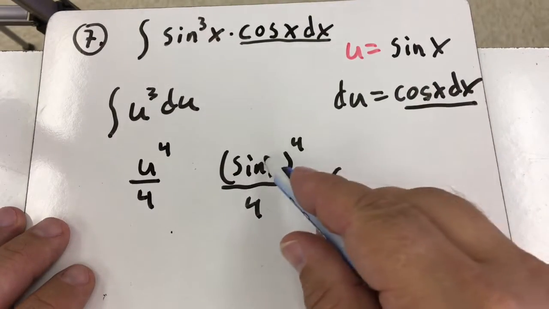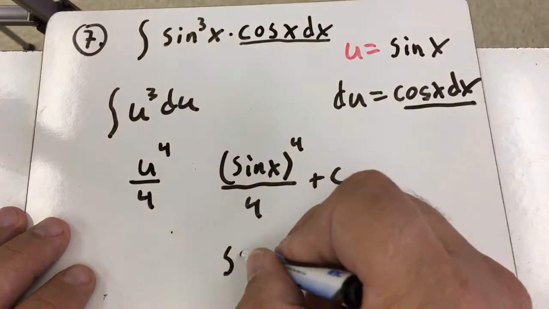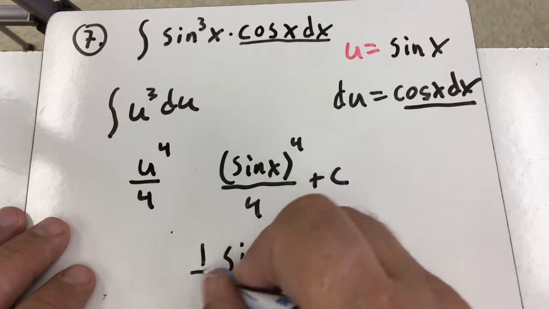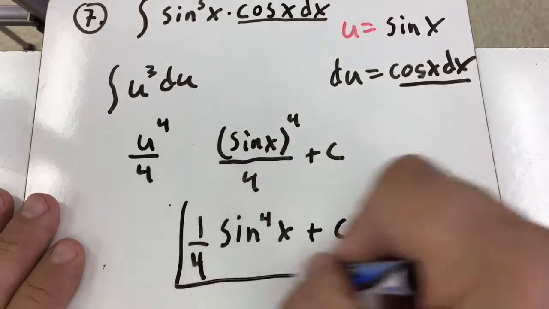But remember, they wouldn't write it like that. They would put the 4th power in the back of the n. So it would be properly rewritten as sine to the 4th x. And they might put the 1/4 out front plus c. Pretty shrewd. I like it.